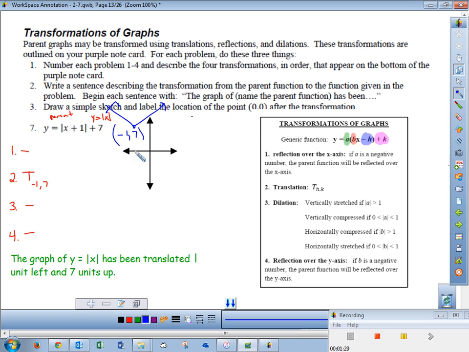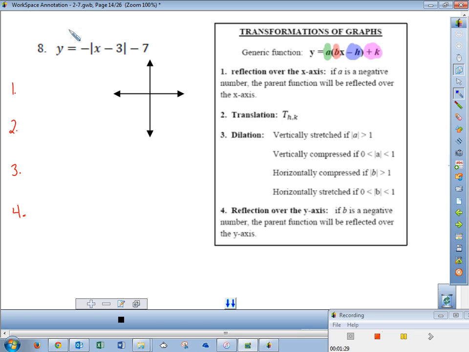Let's look again. The most important part is you got to have your sketch, and you must tell me where the point 0, 0 has moved to. It is at -1, 7. Cool? So, realize this will make life a lot easier if you could look at a function and see what it kind of looks like without even having to punch in and graph it on the calculator. So, only one example. Let's try it again.